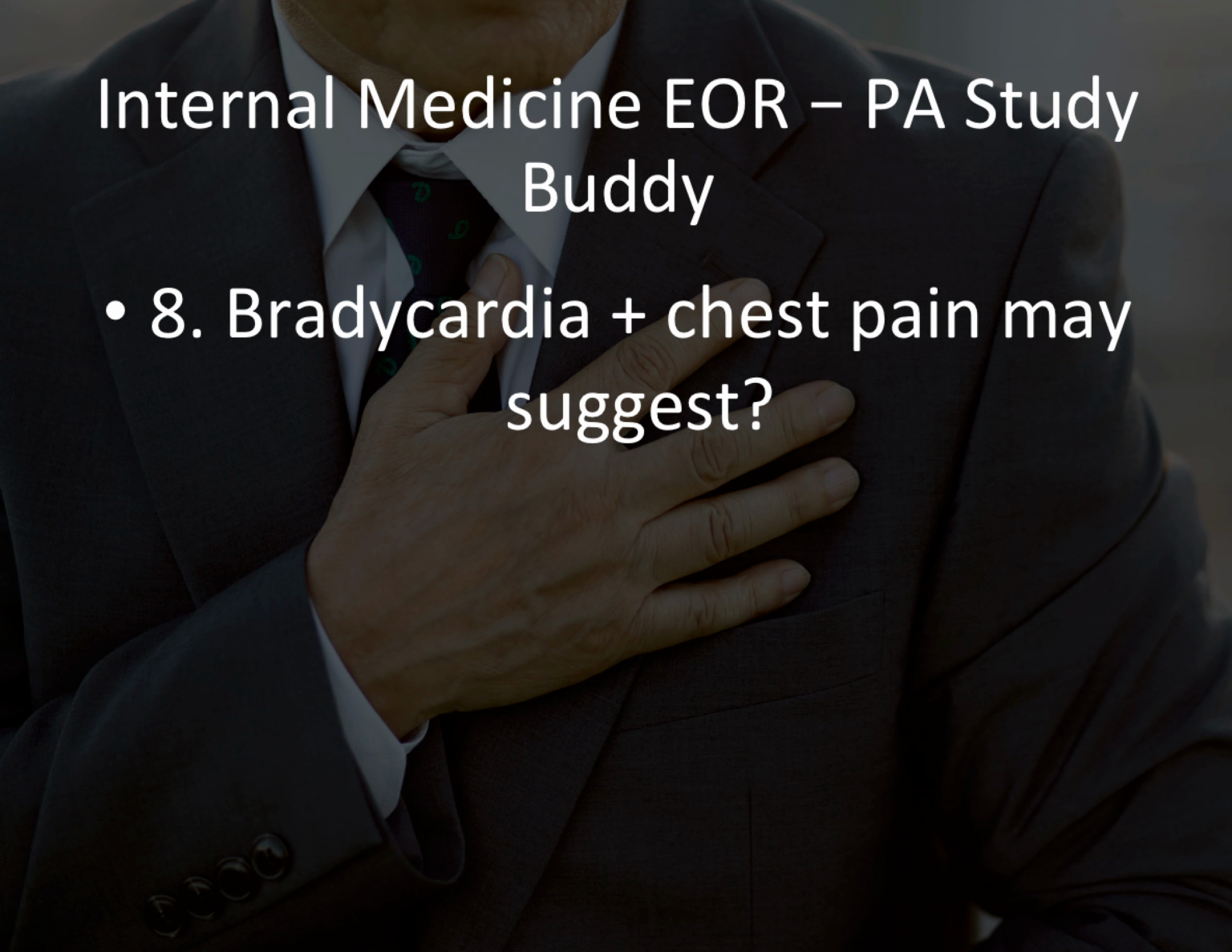Bradycardia, so low heart rate less than 60, plus chest pain may suggest what? It may suggest inferior wall MI. You're going to have a question stem with a patient that has bradycardia and comes in with some chest pain, and they can list all 4 different parts of the EKG and ask which one might be the most likely affected, and your answer should be inferior wall MI.